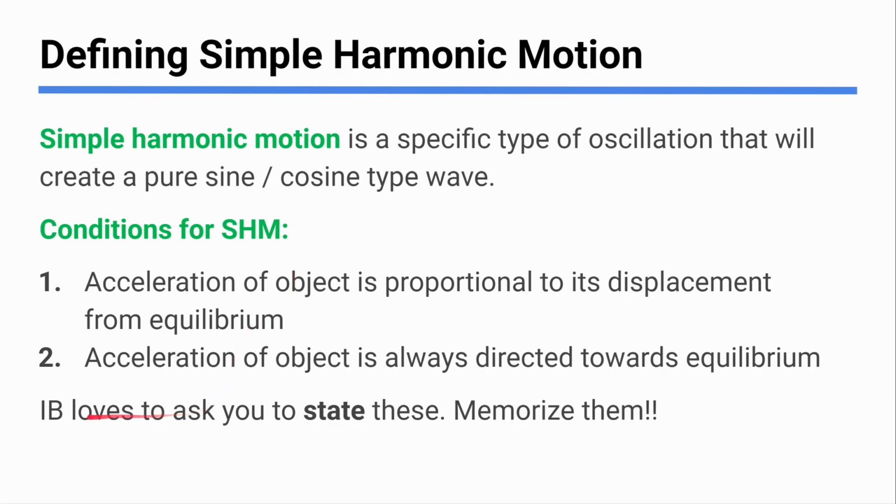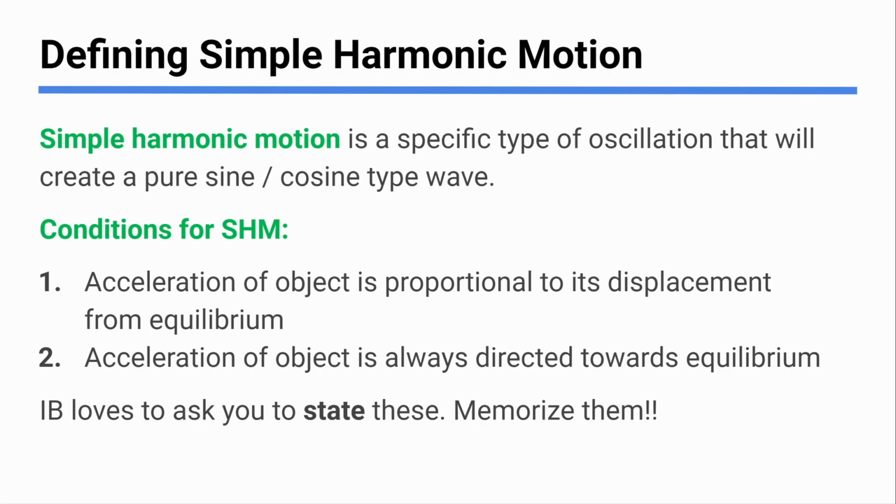There are two conditions for simple harmonic motion. This is a very big one from the IB. They really like you to know these. This is a big knowledge thing, and it does come up a good bit, so you really want to memorize these. You will be asked to state these on IB exams.